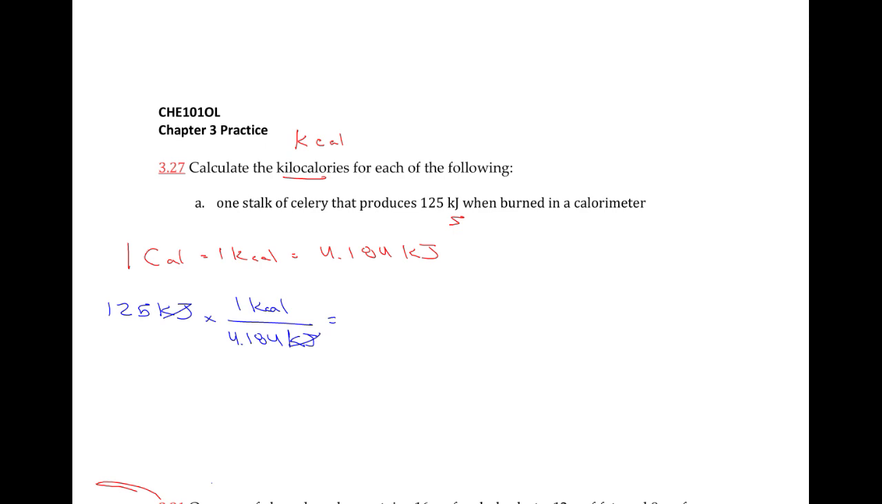We have 3 sig figs in the 125 kilojoules. In our conversion factor, we have infinite for the 1, and for the 4.184, we can just assume that it's infinite as well. So we end up getting 29.9 kilocalories. So there we go. First problem solved. Nothing to it.